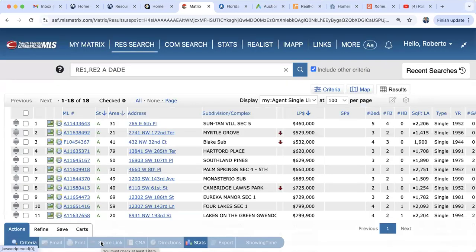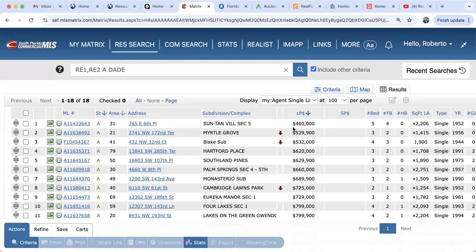So the least expensive REO right now on the market is $460,000. All right. Once upon a time, guys, you could get an REO for less than $200,000. You could get a single family home probably for less than $200,000.